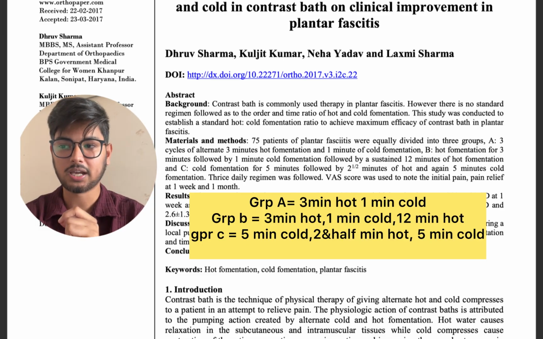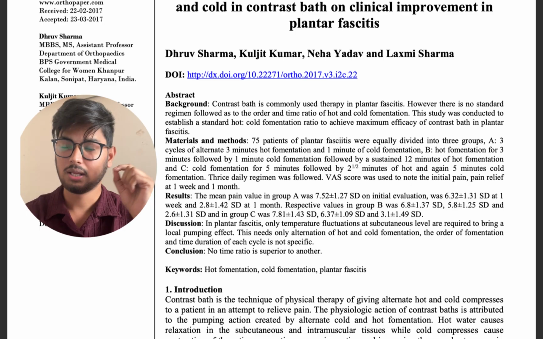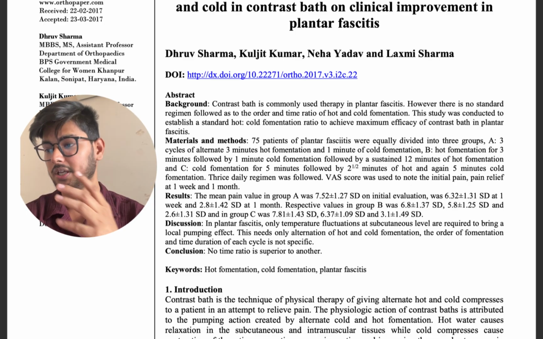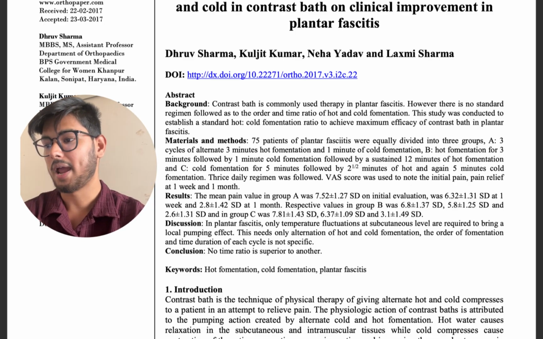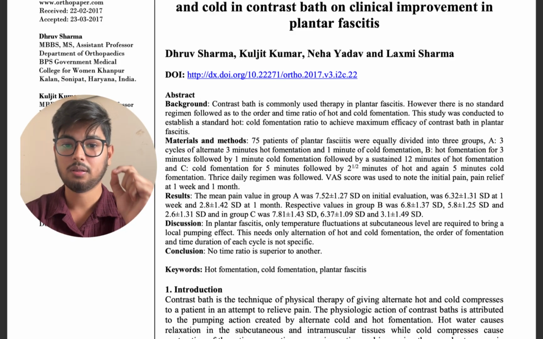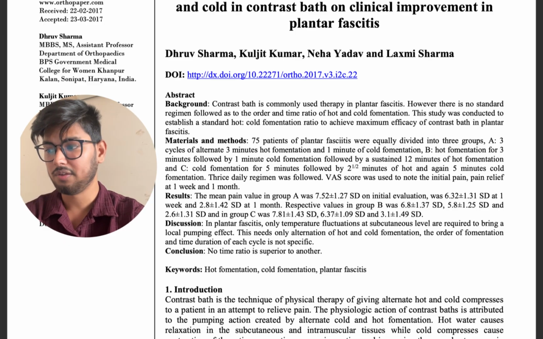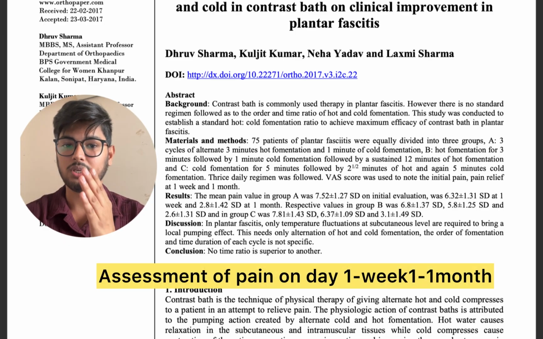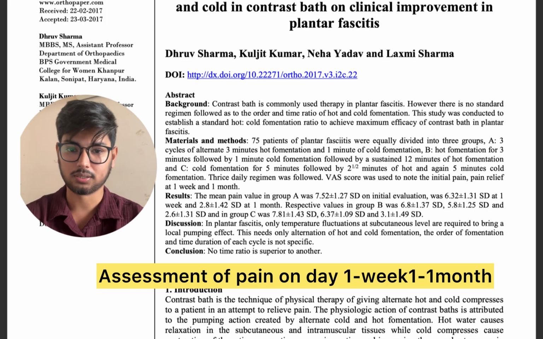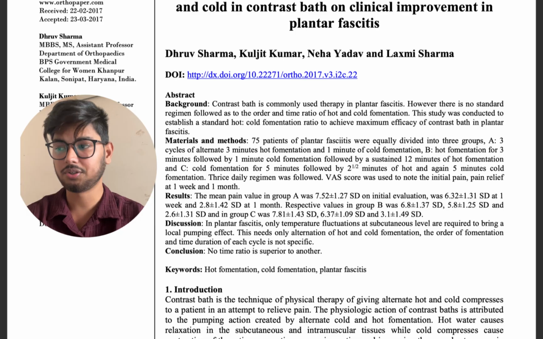And in group C, they have done 5 minutes of cold submersion, then 2.5 minutes of hot, and then 5 minutes of cold submersion again. So these are the three groups. They have divided the patients equally, and what they are checking is the VAS score. That means they are checking pain outcome at initial pain relief at day 1, week 1, and then 1 month. So they will be comparing the pain data in the three groups.